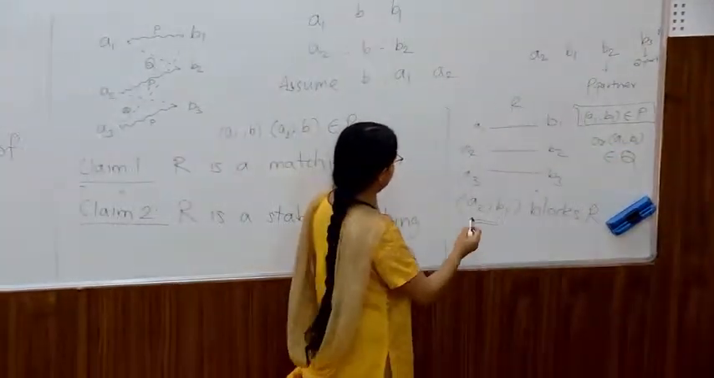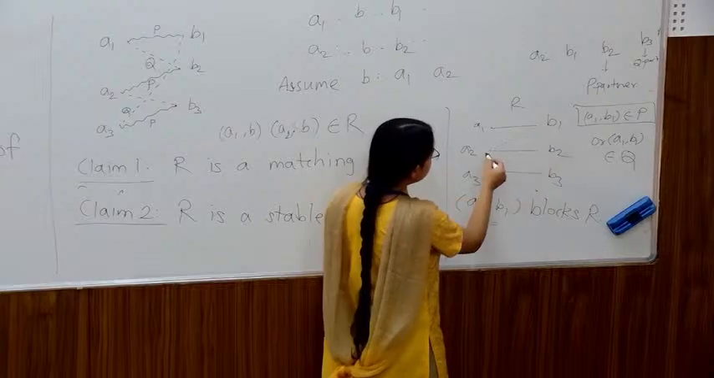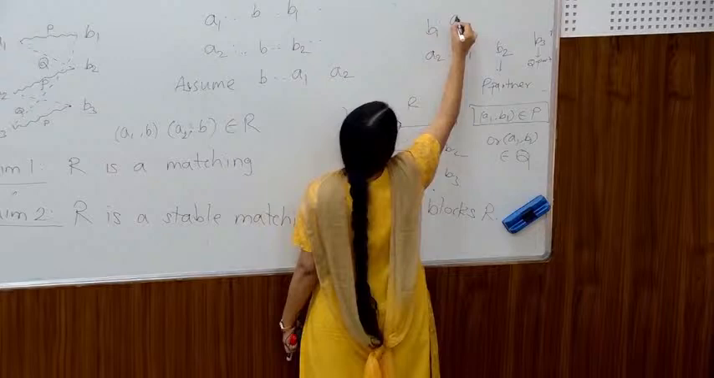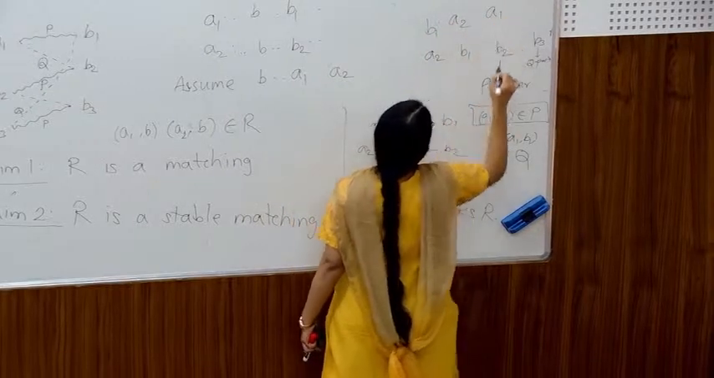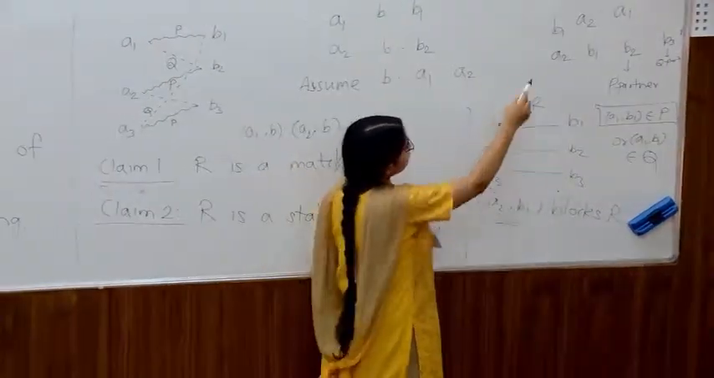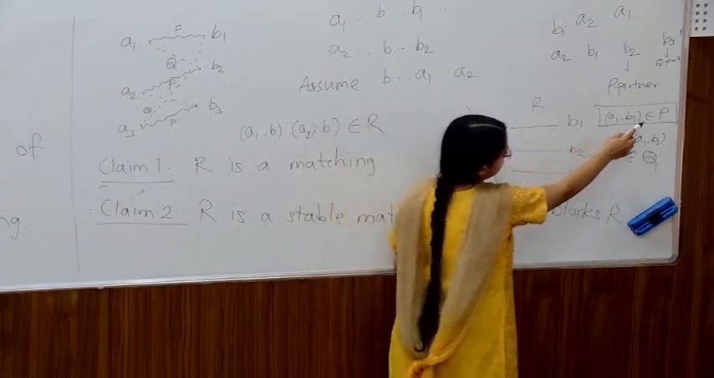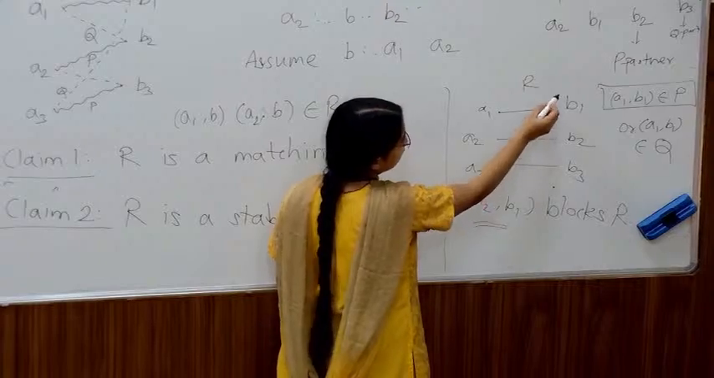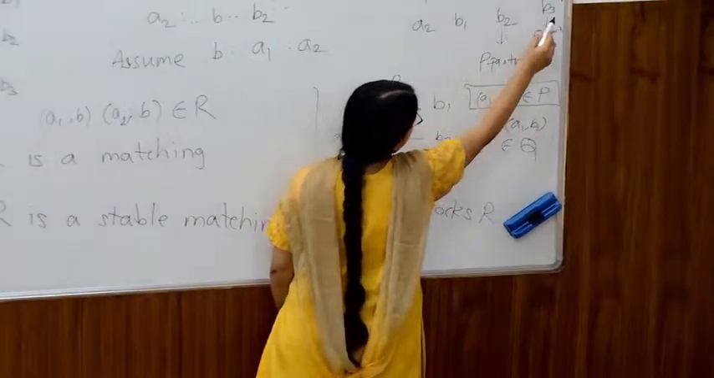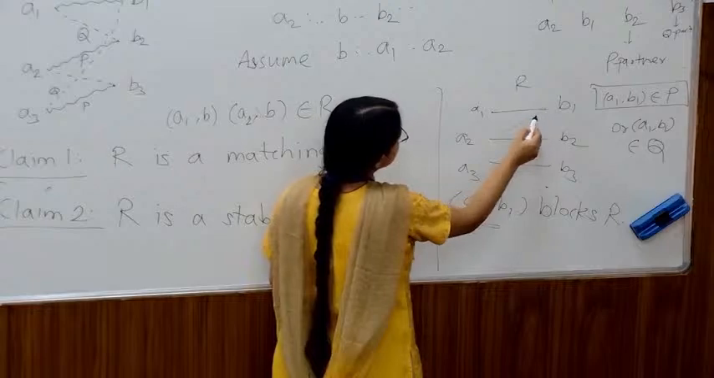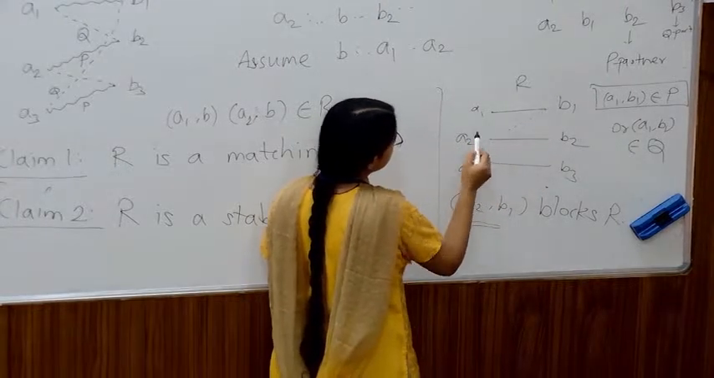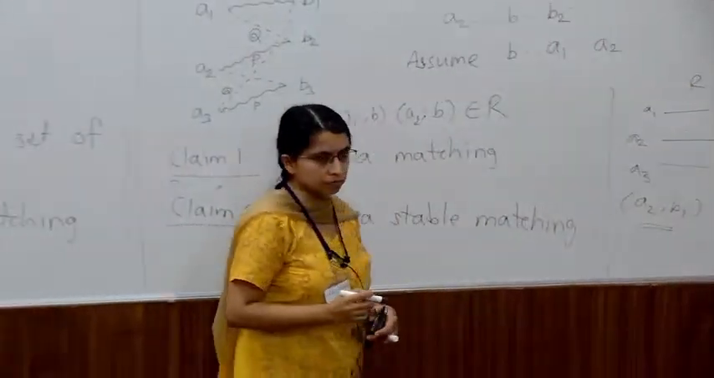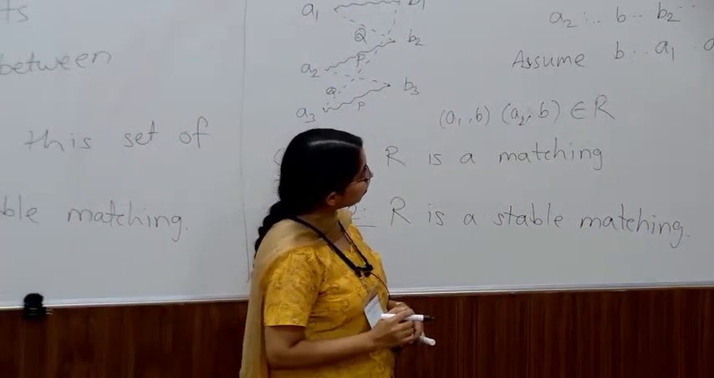And now B1 also prefers A2 over A1, because our assumption is that this is a blocking pair, and hence this must in fact be a blocking pair for P as well. Because in the P matching, A2 gets something less preferred than B1, either one of these, and B1 also gets something less preferred, that is A1 as compared to A2. So A2 B1 should be a blocking pair for both P and Q. At least one of them.